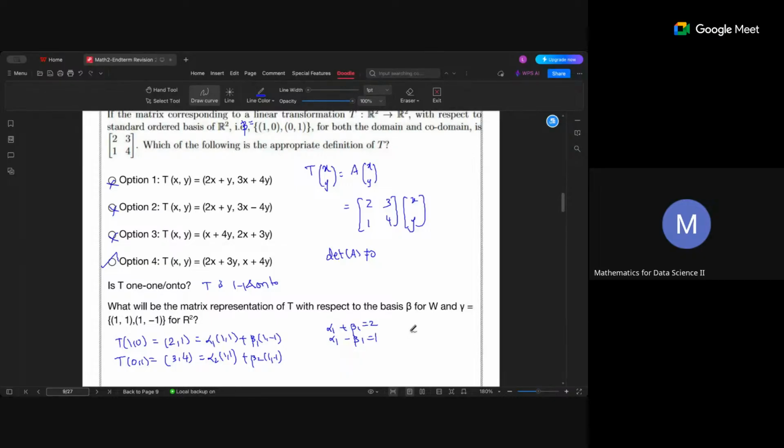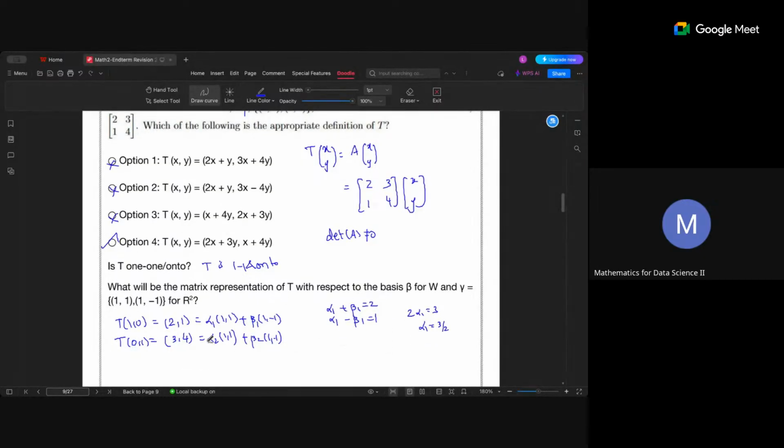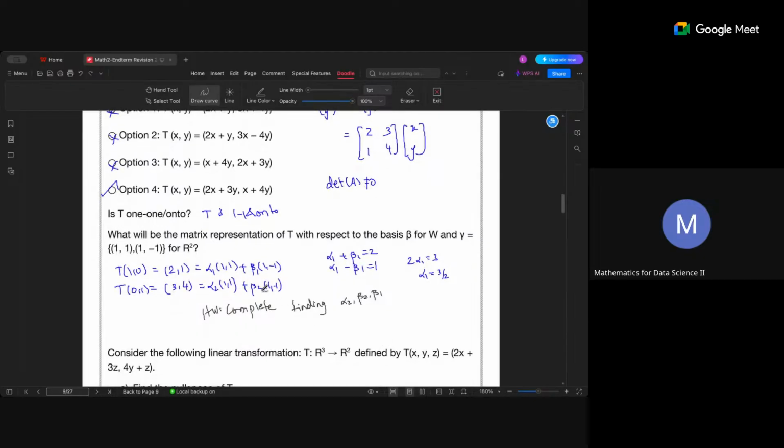If you solve this, what will you get? 2 alpha 1 is equal to 3, so alpha 1 equals 3 by 2. From this you can compute beta 1. In the same way you compute alpha 2 and beta 2. I will give this as homework: complete finding alpha 2, beta 2 and beta 1.